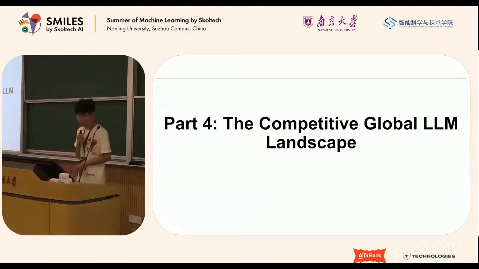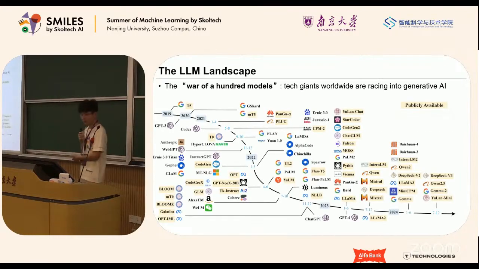This brings us to part 4, the competitive global LLM landscape, where we will show the major players and their respective strategies in both the open source and the closed source paradigm. This chart visualizes the rapid expansion of the LLM landscape, often referred to as the war of 100 models, 100 large language models. Since the release of GPT-3 in 2020, tech companies and research labs globally have developed their own foundation models, leading to highly diverse models for both open source and closed source systems.